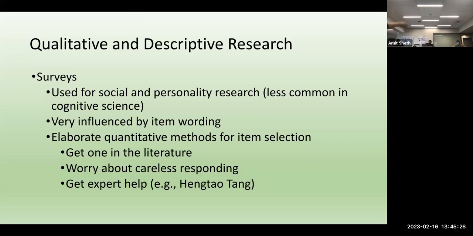either in working with your clinicians. You will come across some of this for sure. And when you do a lot of natural language and conversation analysis work, you'll wander into this territory. So one of them, surveys, which I want to make sure we have a little bit of insight into. They are used for social and personality research. They're rather less common in cognitive science. Certainly surveys are used in a clinical environment.